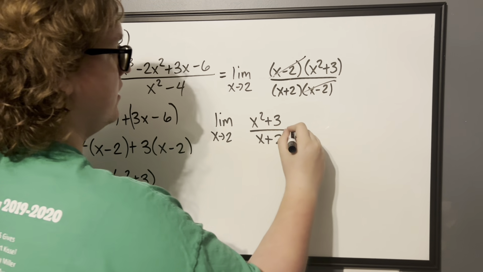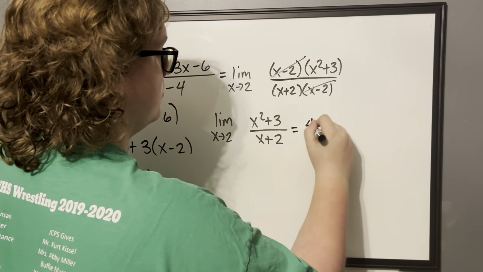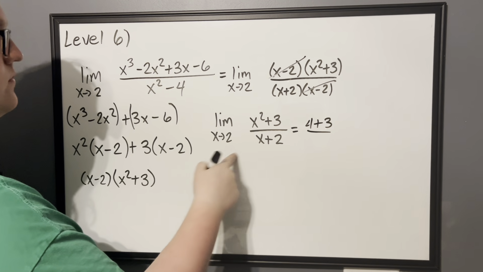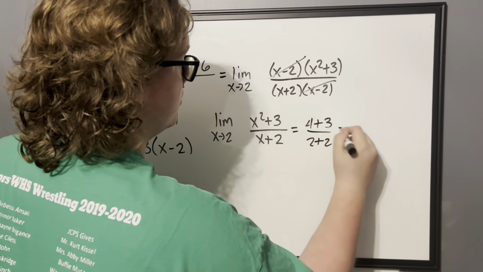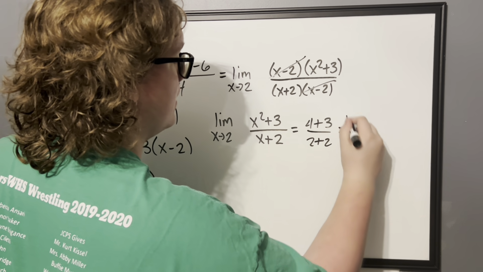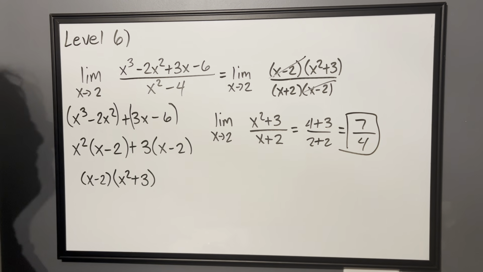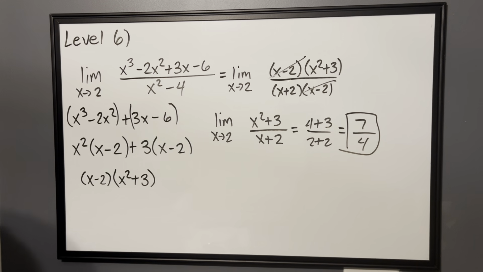So we'll have 2 squared, which is 4, plus 3 over 2 plus 2. So of course that is 7 over 4. And that will be our answer for level 6. So let's go ahead and move on to level 7.